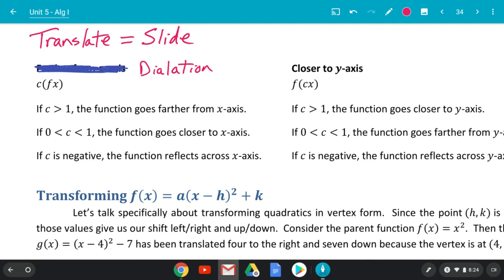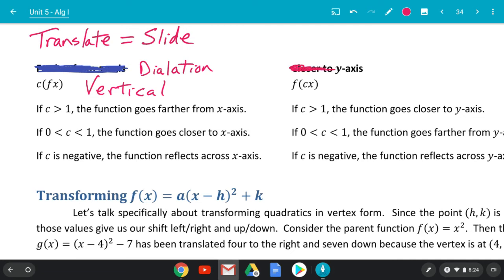Okay? Now, this first one, that C, where is it at? It's on the outside. Since it's on the outside, what kind of dilation is it going to be? Horizontal or vertical? Vertical. Good. This would be vertical.